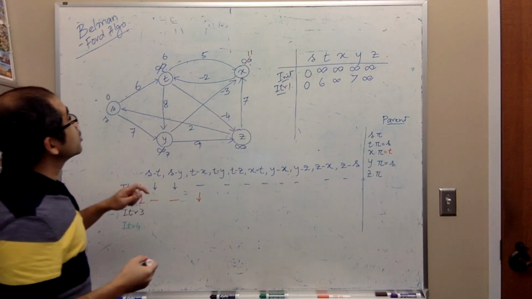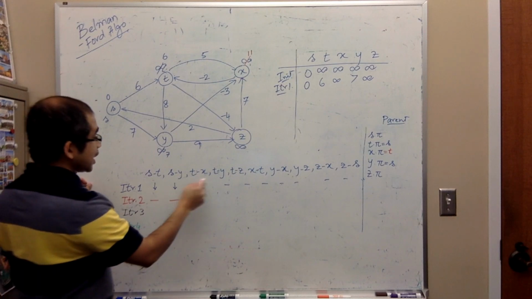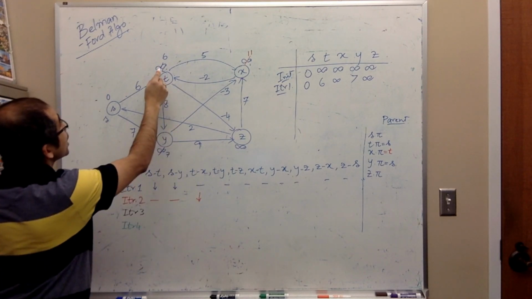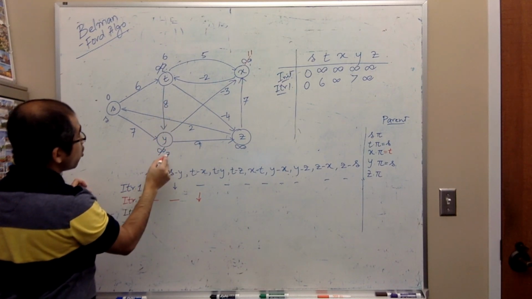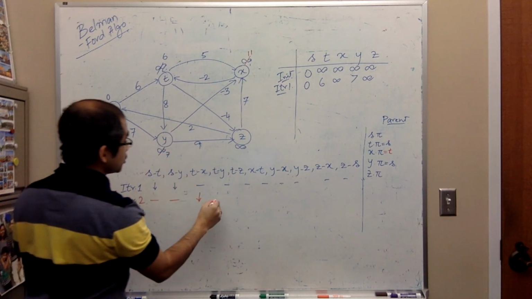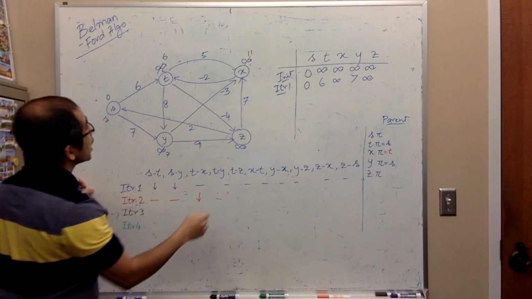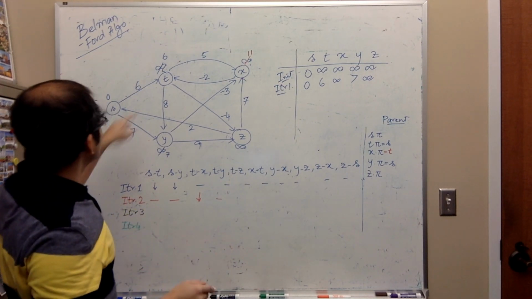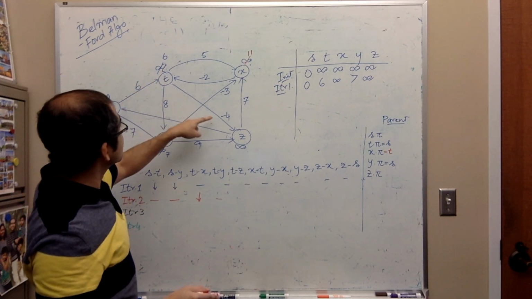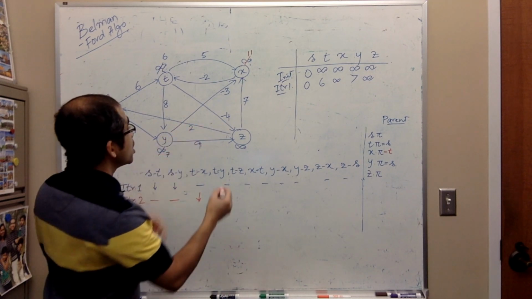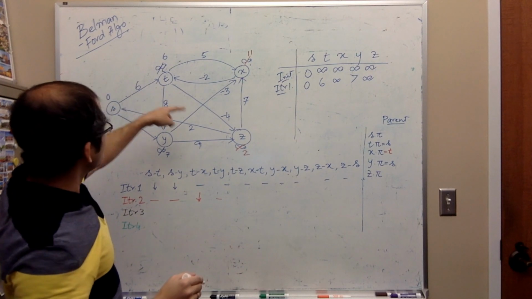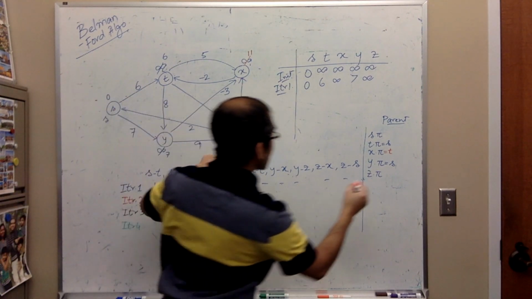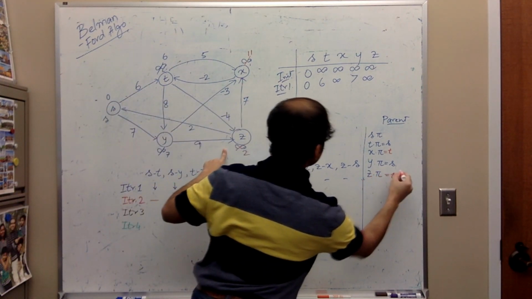Now what's the next one? T to y. T to y is 6 plus 8 is 14, which is more than 7, so we do not do anything, we just put a dash here. Now it's t to z. T to z is 6 minus 4, that is 2. So z's new distance estimate is 2. So z dot pi is now t.